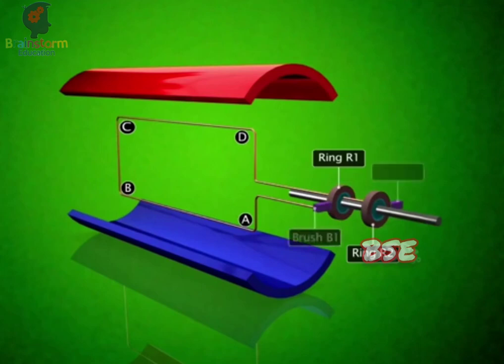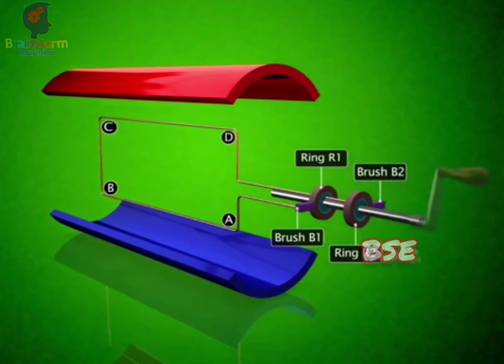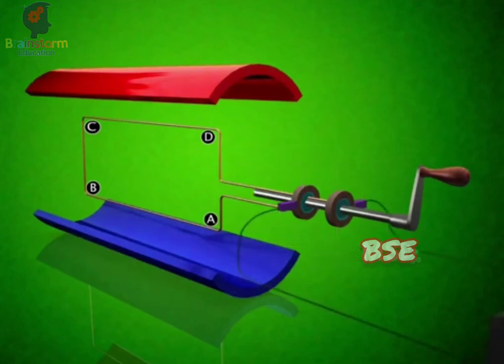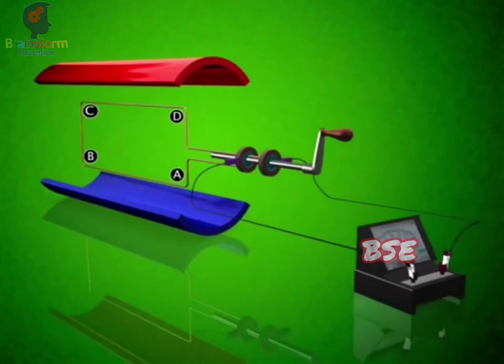The brushes B1 and B2 are positioned such that they press on the rings R1 and R2. The axle can be manually rotated from the outside to rotate the coil inside the magnetic field. Alternatively, an energy source such as diesel, flowing water, or wind can be used. The outer ends of the two brushes are connected to a galvanometer to show the flow of current in the given external circuit.